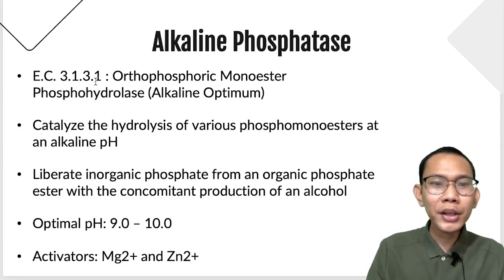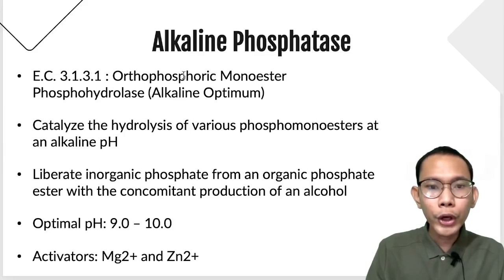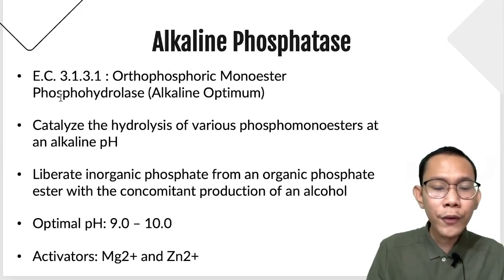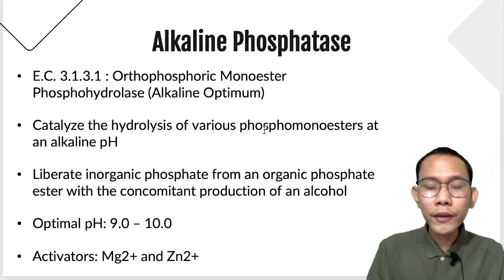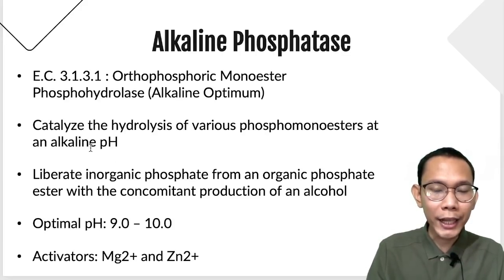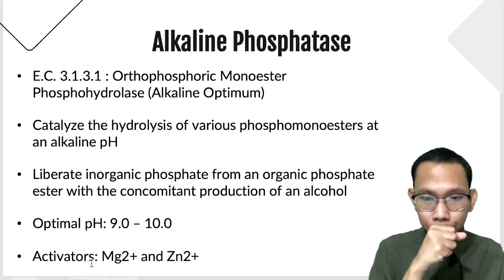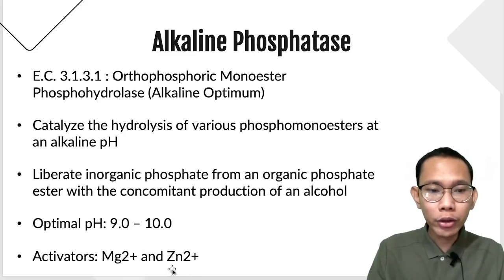So, enzyme nomenclature number 3.1.3.1 or your orthophosphoric monoester phosphohydrolase but in an alkaline optimum. Again, alkaline na media. So, in terms of its action, it catalyzes the hydrolysis of your various phosphomonoesters at an alkaline pH. So, anong nangyayari dito? It will be beneficial to liberate your inorganic phosphate from your organic phosphate ester with a concomitant production of your alcohol. Since this is an alkaline, the optimal pH for this reaction to occur is within 9 to 10. And the important activators natin is your magnesium and your zinc.